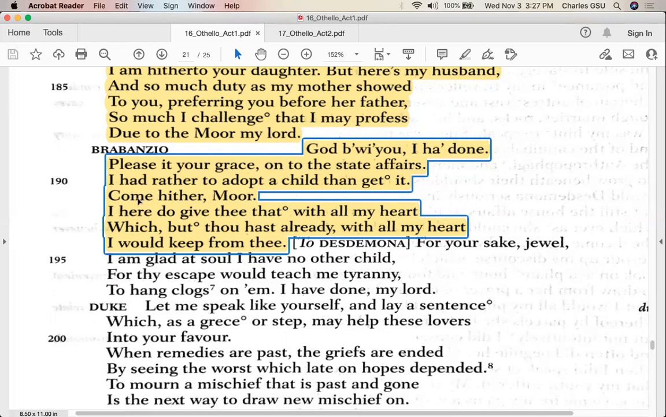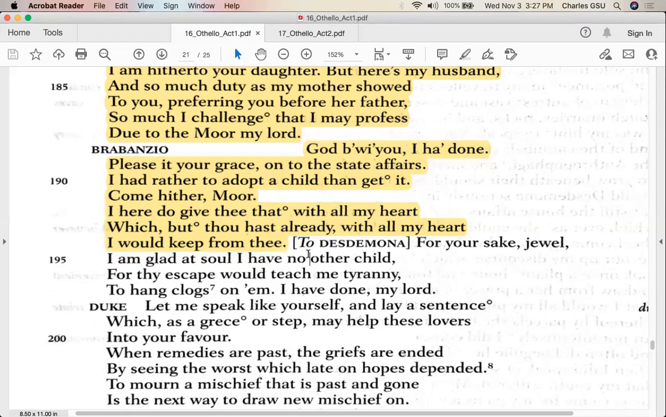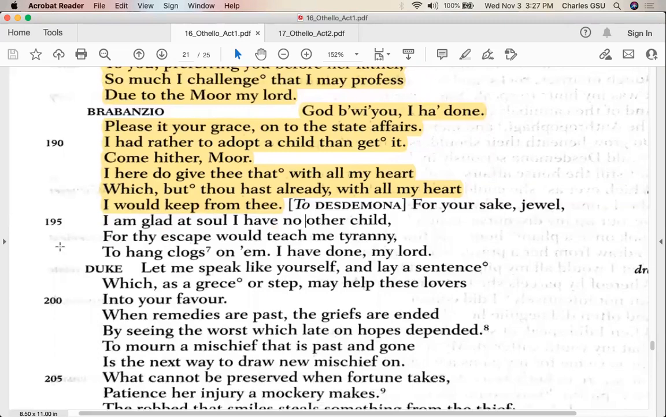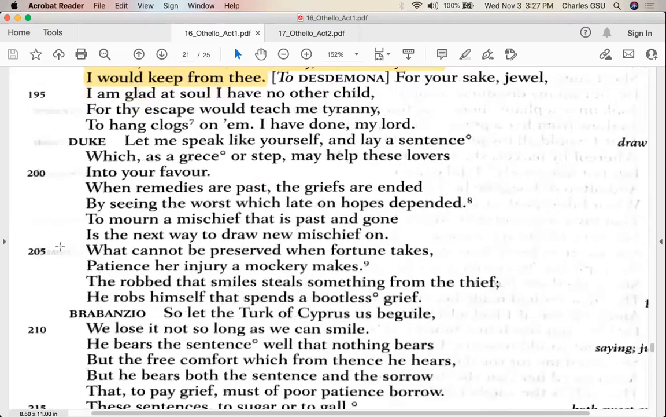And then very reluctantly, he puts the hand of Desdemona into Othello's hand, in that kind of moment you would see in walking down the aisle of a church. Come hither, Moor, but he does so incredibly reluctantly. I here give thee that with all my heart, which, but thou hast already, with all my heart, I would keep from thee. So, I'm putting her hand in your hand, but I'd rather keep it from you.